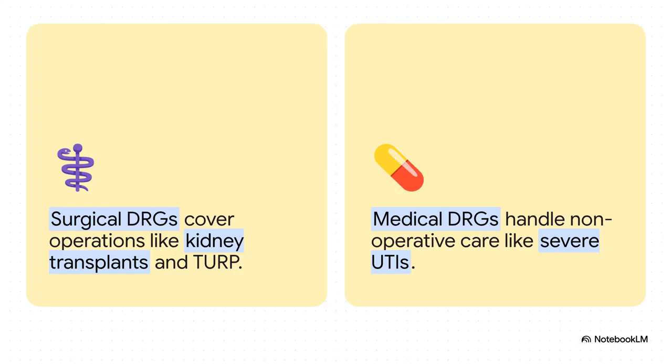Much like MDC-10, MDC-11 has a distinct partition. Surgical DRGs here include major operating room procedures. We're talking kidney transplantation, a radical or partial nephrectomy, transurethral resection of the prostate, or TURP, for urinary obstruction, and vascular access creation, like an AV fistula. Contrast this with medical DRGs, which include admissions for severe UTIs or renal failure tiering, where patients are closely monitored for electrolyte and renal clearance.